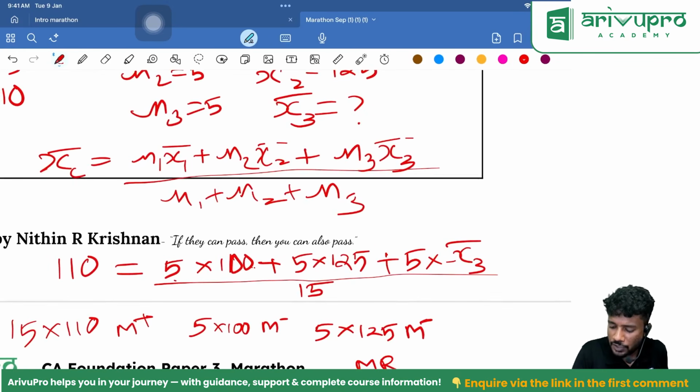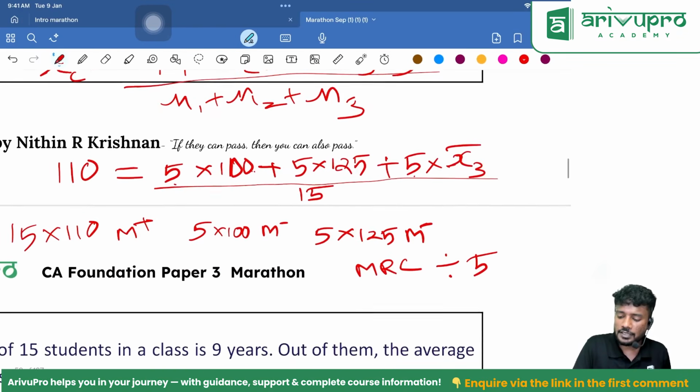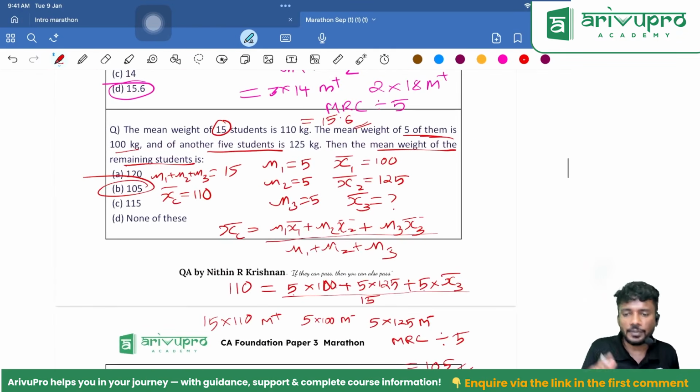You will click MRC. That means you got the value of everything else, divided by the coefficient of x3 bar. That is 105. How much is the answer now? 105. This is the easiest calculation method for this. Other than that, if you are writing everything out, you are losing time. Anyway, you are doing it in the calculator. Try to learn this if you don't know.